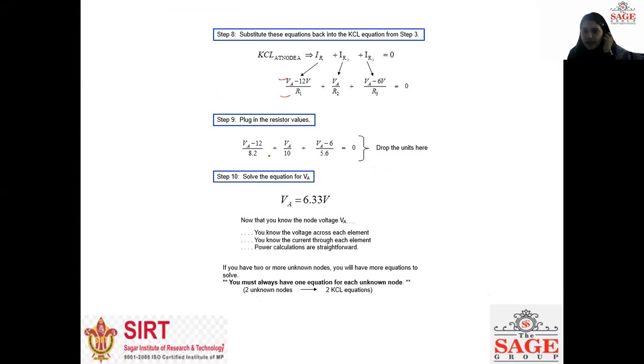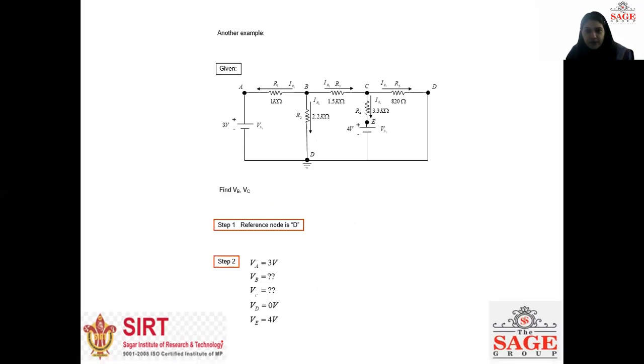Now, after solving this, we will find out, because all the values of voltage were known, only VA is unknown. So VA will be 6.33 volt. Now that you know the node voltage VA, you know the voltage across each element, you know the current through each element. Power calculations are straightforward. Okay, if you have two or more unknown nodes, you will have more equations to solve. You must always have one equation for each unknown node. Okay, so we will also see one more example.